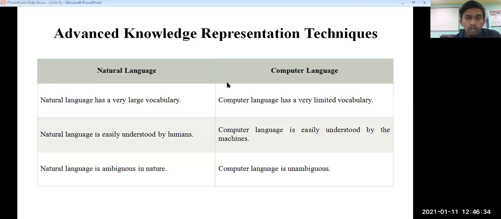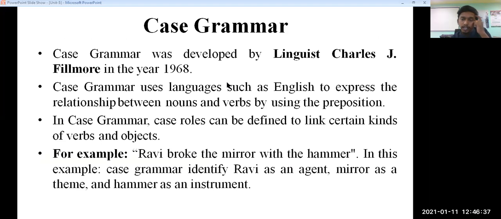Now let's move on to the concept in your syllabus, that is case grammar, which is the actual concept we'll discuss in today's session. So, talking about the in-depth concept of NLP.